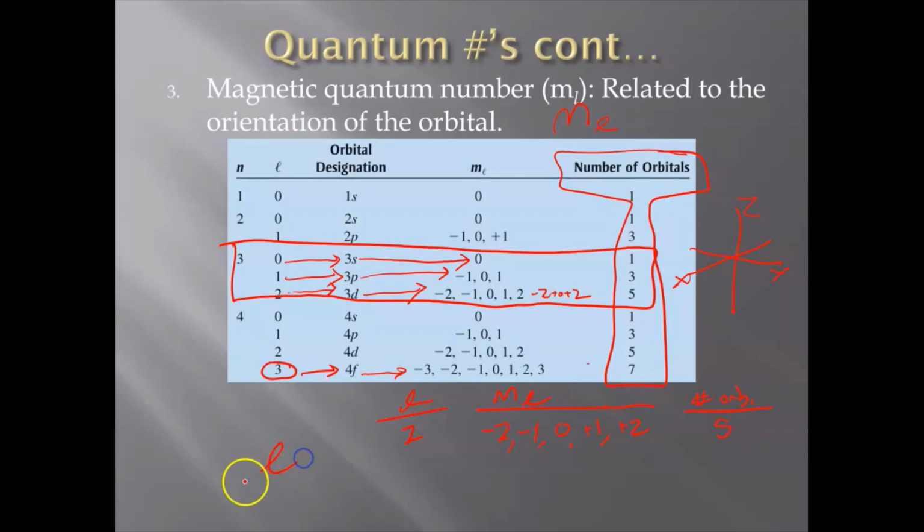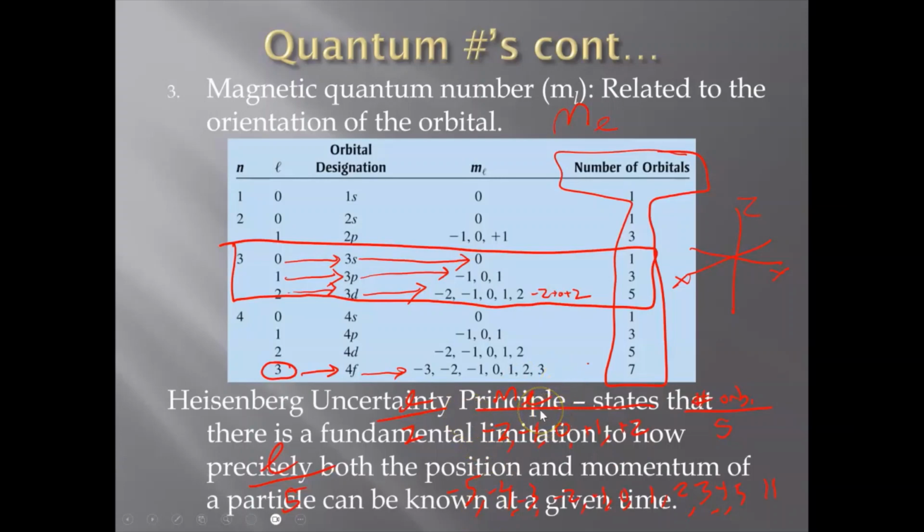Now, what if L was equal to, let's say, 5? All right, so you'd have -5, -4, -3, -2, -1, 0, 1, 2, 3, 4, 5. So 1, 2, 3, 4, 5, 6, 7, 8, 9, 10, 11. So you'd have 11 total orbitals for L equal to 5. But there is no such thing as L equal to 5 because that goes beyond what we would see in our course. And even on Earth, Earth doesn't have that many elements.